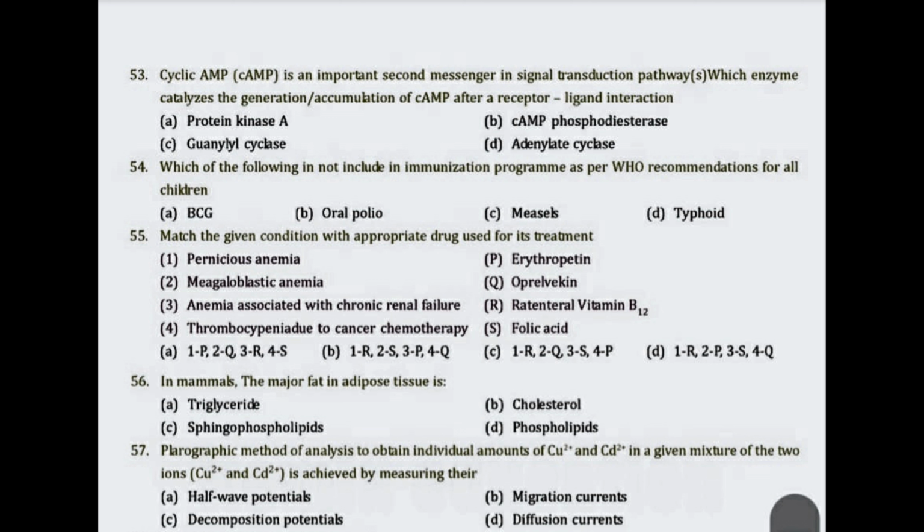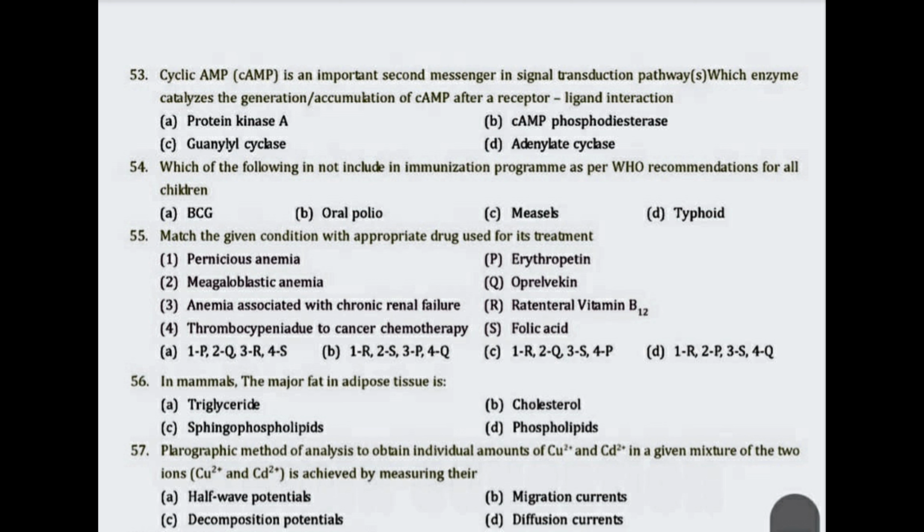Next question number 54. Which of the following is not included in immunization program as per WHO recommendation for all children? So from the following, which is not included in World Health Organization recommendation? Option A, BCG, B, oral polio, C, measles, D, typhoid. Here the correct answer is D, typhoid.